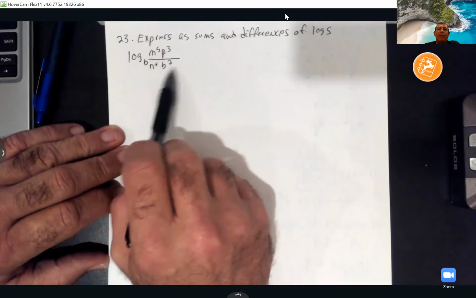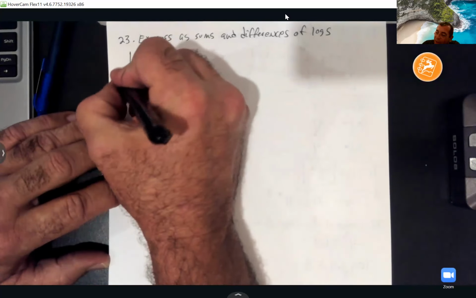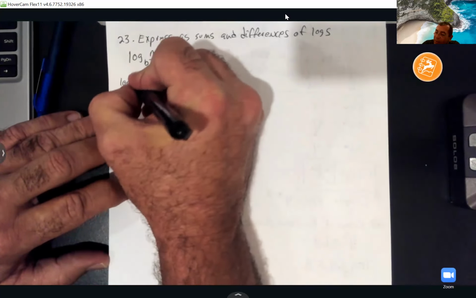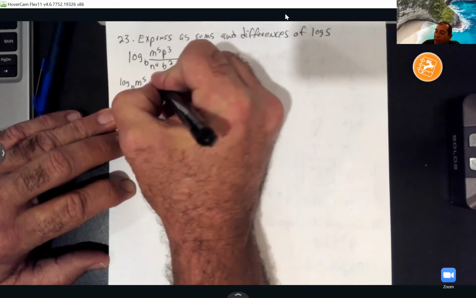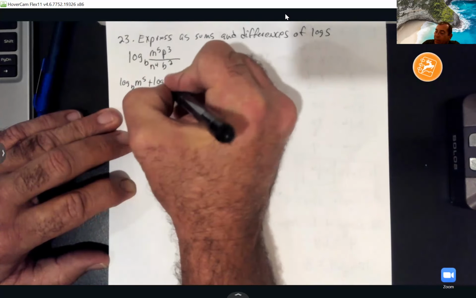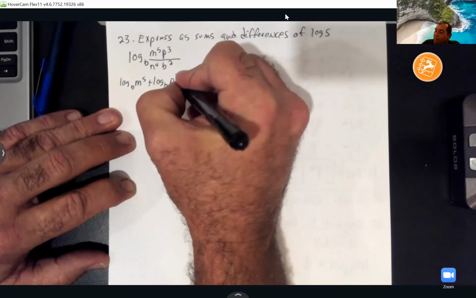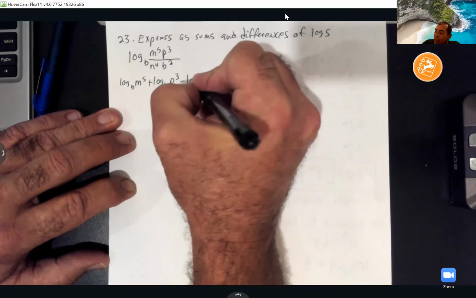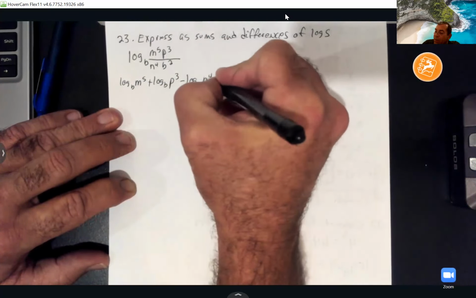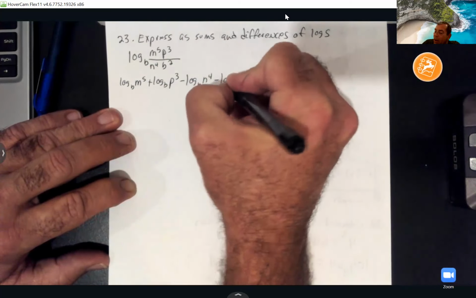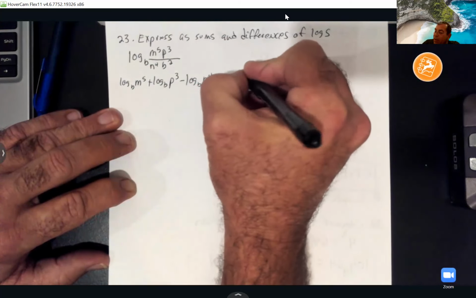Tops are positive, bottoms will be negative. So we'll get log base b of m to the fifth plus log base b of p to the third minus log base b of n to the fourth minus log base b of b squared.